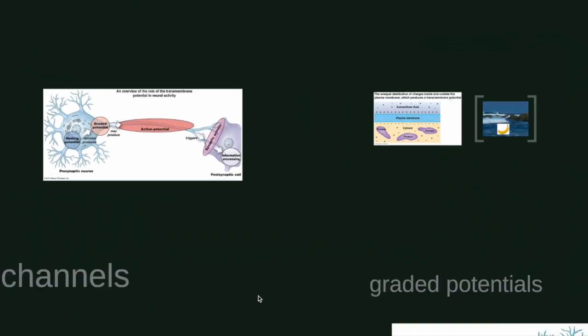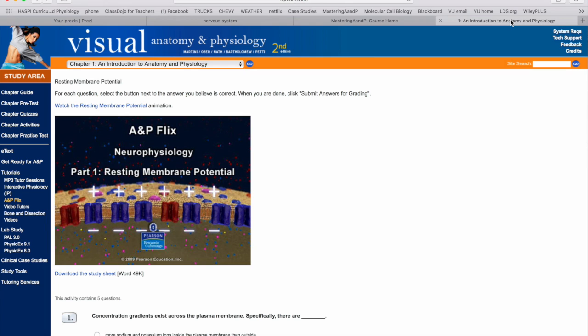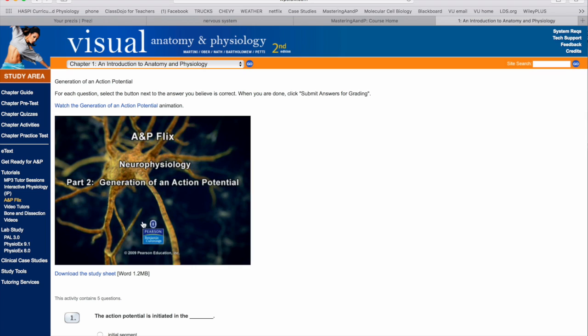So next we're going to talk about action potentials, and we're going to start with a movie. We're going to go back to AMP Flicks and watch the generation of an action potential now.